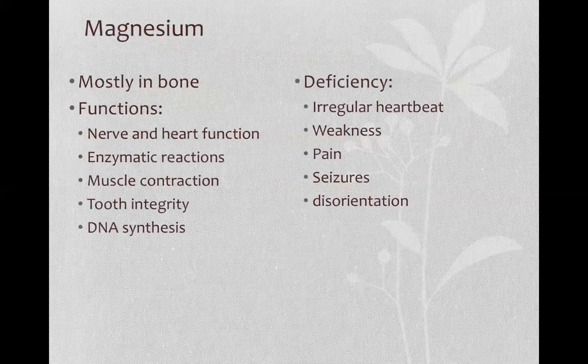Magnesium. So you're noticing a trend here. Magnesium, like all the other things we've talked about, is found mostly in bone. About 60% of our magnesium is found in bone. However, it, like the other things, has additional functions as well. It's important for nerves and heart function, muscle contraction, tooth integrity, and DNA synthesis.